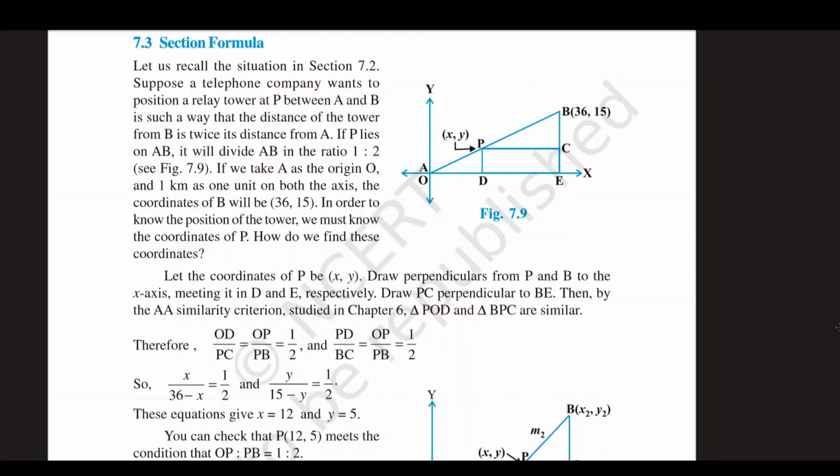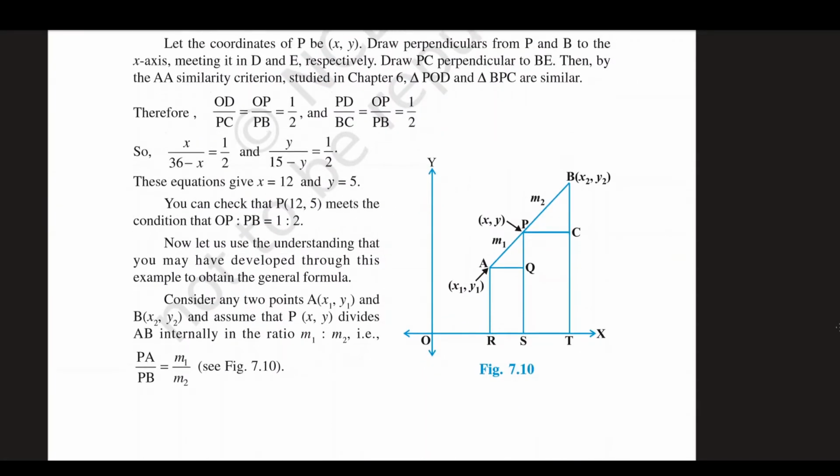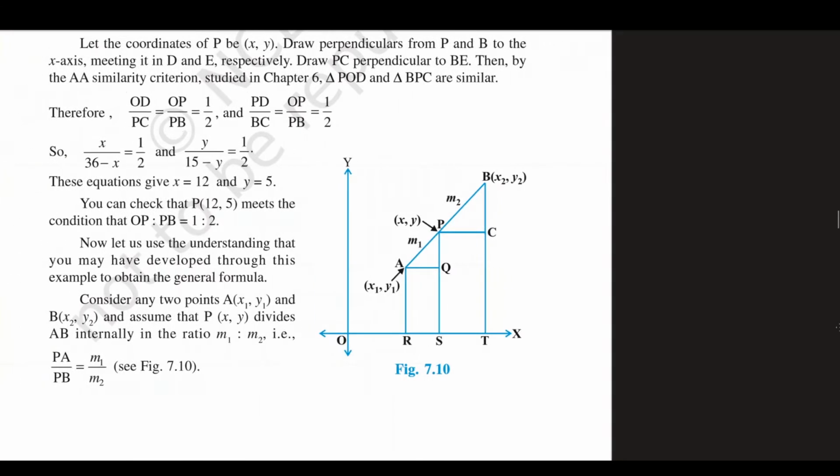In this video, we will be doing the section formula of coordinate geometry. So let us understand what the section formula actually is. If we have this figure, two points are considered, x1 comma y1 and x2 comma y2, and we are looking for a point x comma y named P such that AP upon PB is equal to m1 upon m2. So m1, m2, x1, y1, x2, y2 are all fixed. We have to find x comma y.